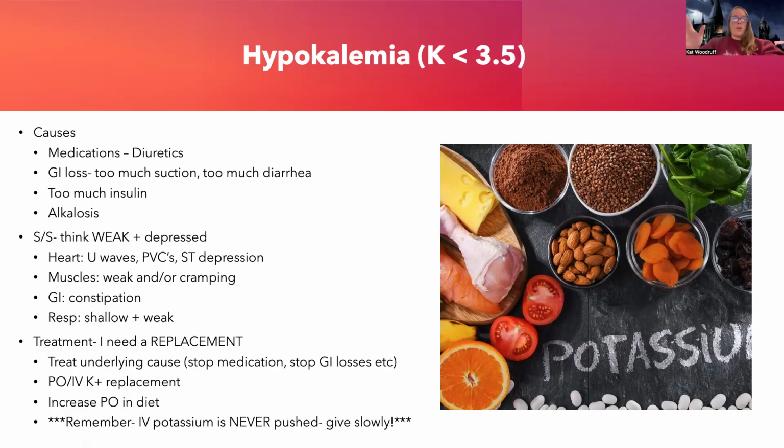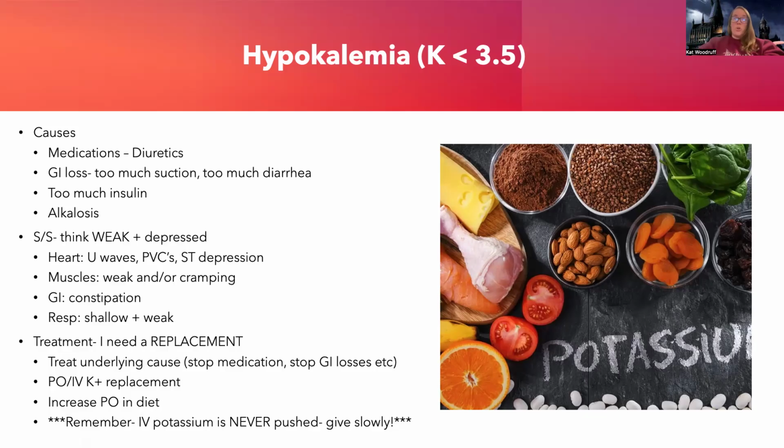On the opposite, where everything was kind of hyper, high and wide, everything for hypokalemia is going to be weak and depressed. So again, the heart is affected, but this time, instead of having those wide QRSs or peaked T waves, we have ST depression. They can have ectopy or PVCs, where they're having abnormal extra heartbeats, where their heart's beating earlier than it needs to. And then what are called U waves, which is an abnormal wave after or around the T wave. But a lot of times, what you're going to see most often is that ST depression.